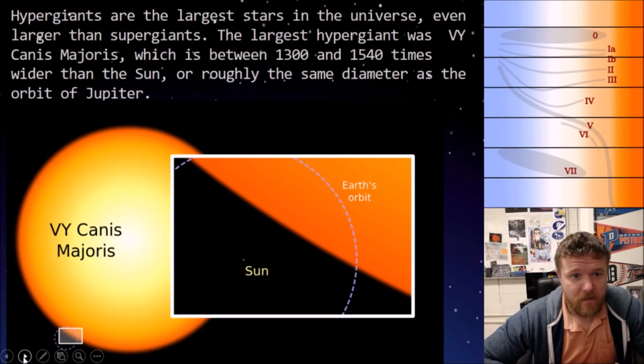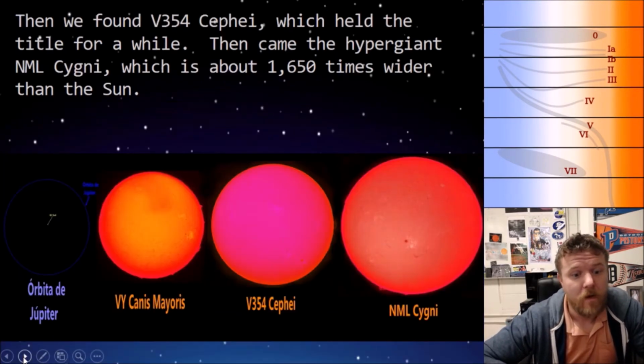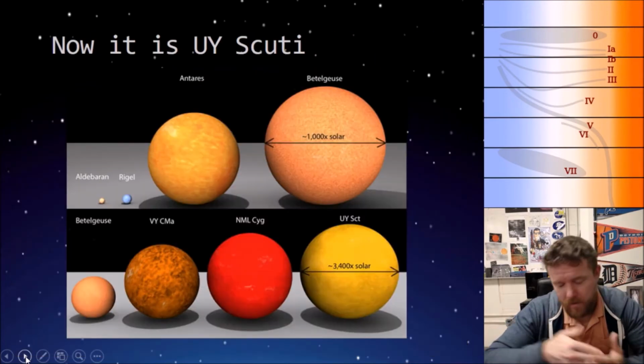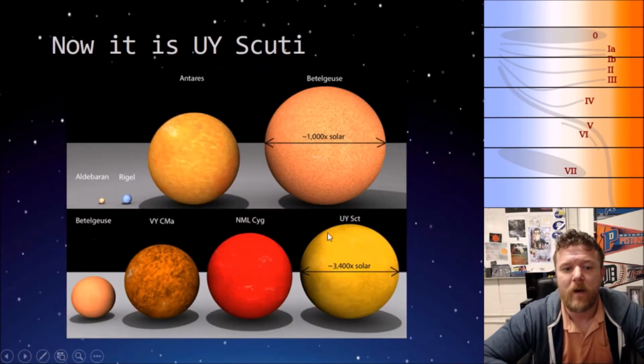We've talked about some of these stars. They're the biggest of the biggest of the big. VY Canis Majoris was one. NML Cygni was one. There was a star called Westerlund that was named after the guy who found it. And now, right now, currently, the biggest star is UY Scuti.